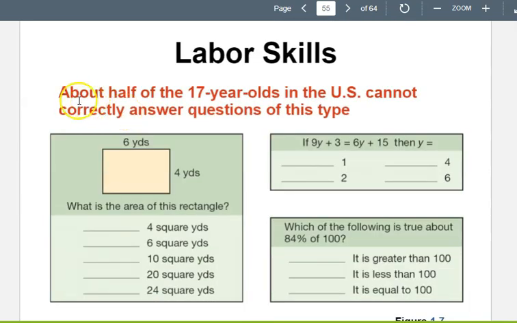So in this case, something important: about half of 17-year-olds in the US cannot correctly answer simple arithmetic questions. And statistically, actually, that's kind of true, okay?